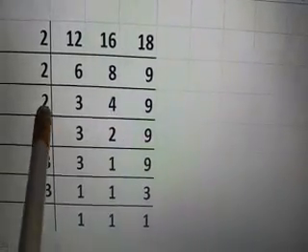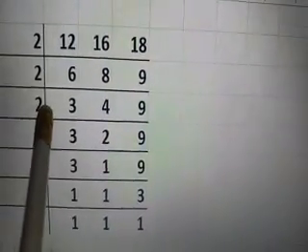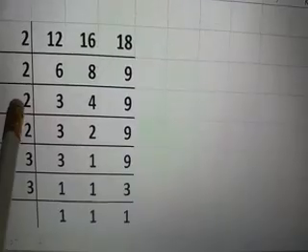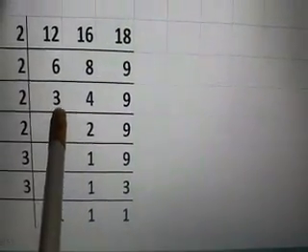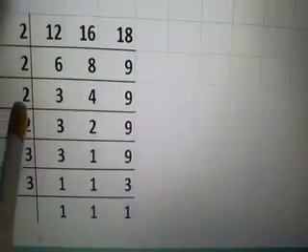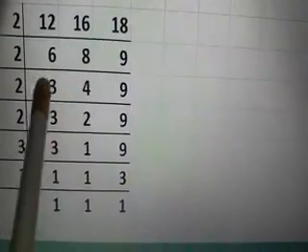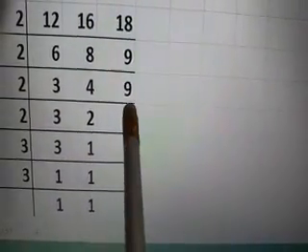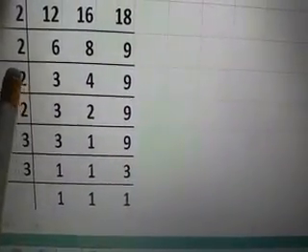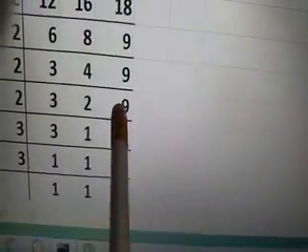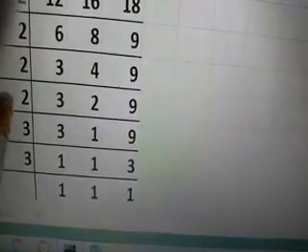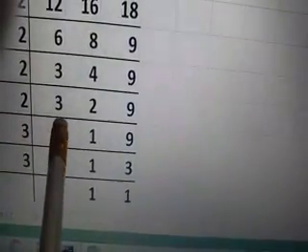Again 4 is divisible by 2, so we'll take 2 as factor. 3 is an odd number, cannot be divided by 2, we'll bring it down as it is. 4 divided by 2 is 2 and 9 is an odd number, cannot be divided by 2, so we'll write it as it is. Again we see 2 is an even number, we'll take 2 as factor. 3 is not divisible, so we'll write it as it is. 2 ones are 2 and 9 we'll write as it is.